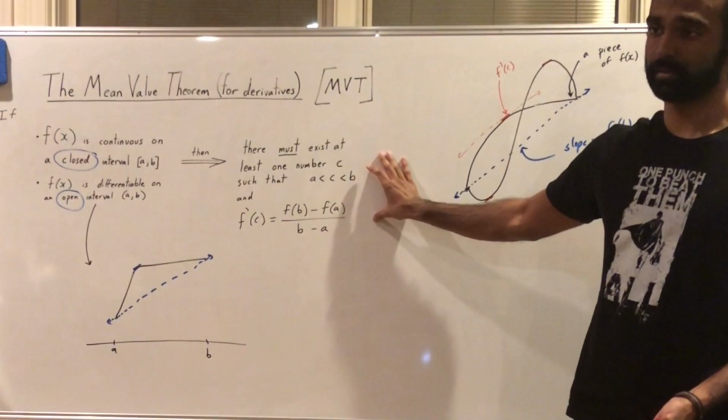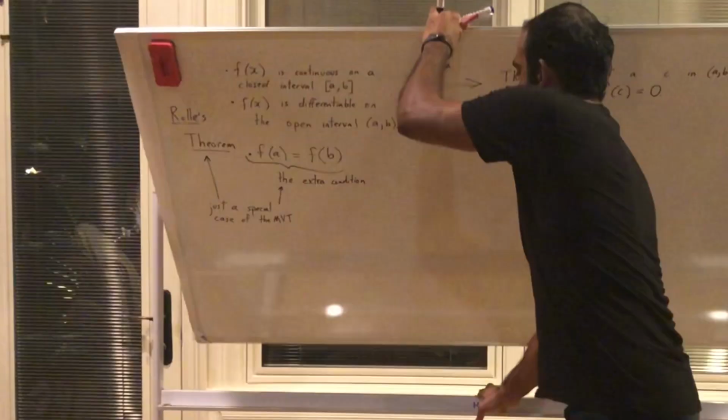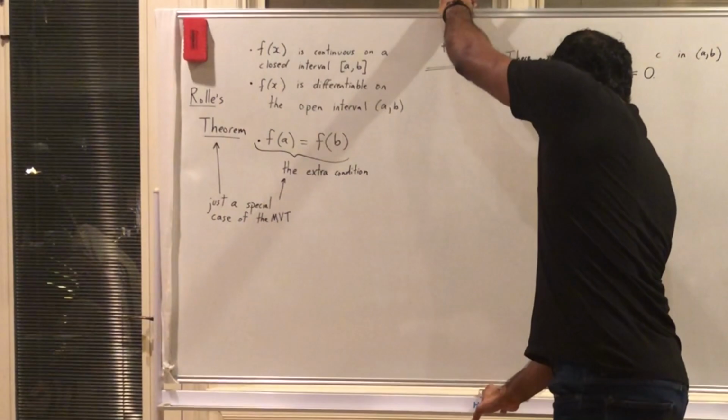Will we go with this? Uh-huh. Cool, wonderful. Now there's a special case of the mean value theorem. And it's so special it has its own name. It is called Rolle's Theorem. It's just a special case.